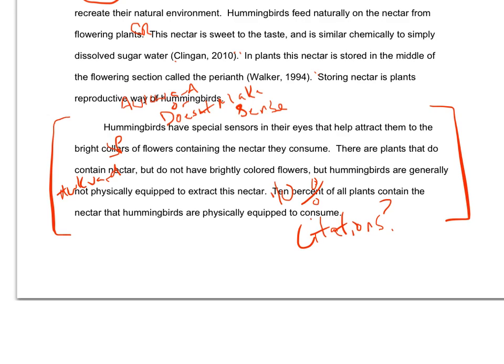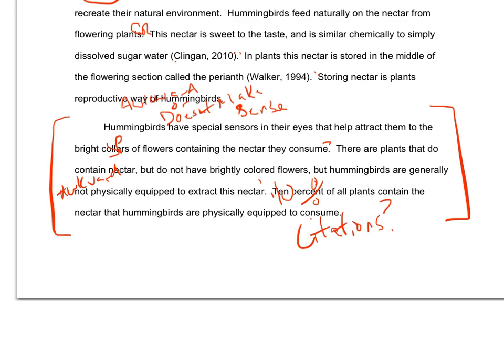So where did I find out that hummingbirds have special sensors in their eyes to help attract them to bright colors, flowers containing nectar? Put a citation there. Where did I find out that there are plants that do not have brightly colored flowers? Put a citation there. Where did I find out that 10% of all flowers contain the nectar that hummingbirds are equipped to consume? Put a citation there.